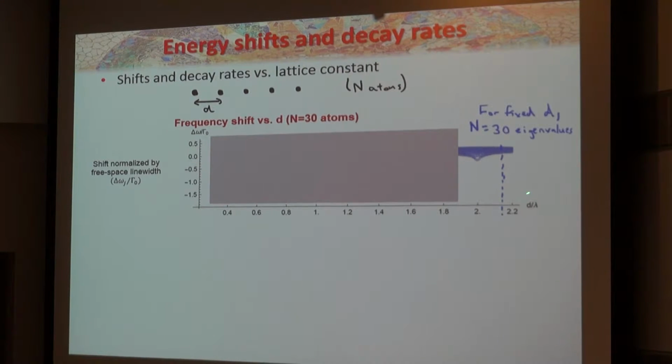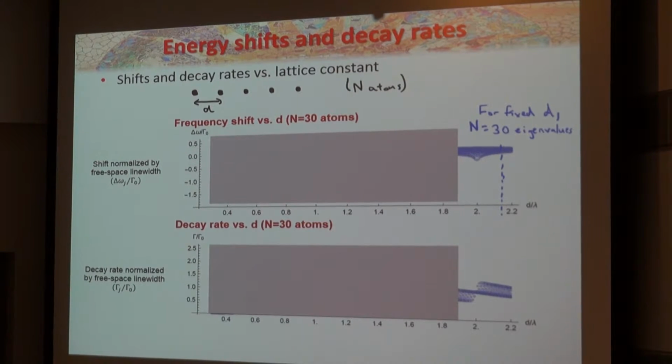What you see is that when the atoms are this far apart, about 2 wavelengths, everything is pretty close to 0. So these energy shifts, in principle, exist, but they are a very small fraction of the free space single atom emission rate. You can do the same thing not for the frequency shift, but for the decay rate. Again, in principle you have 30 different decay rates, but they're all very close to the single atom decay rate.